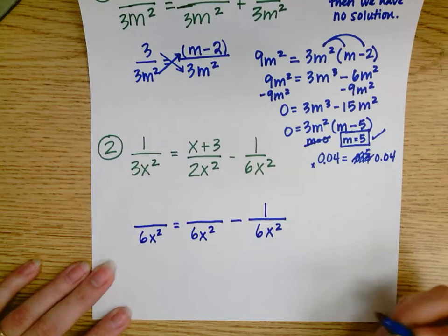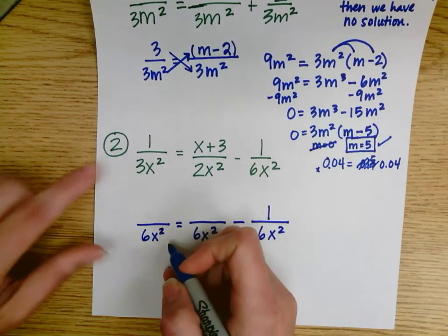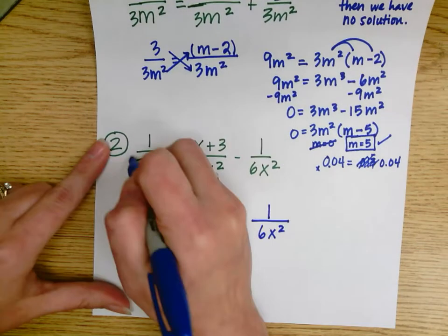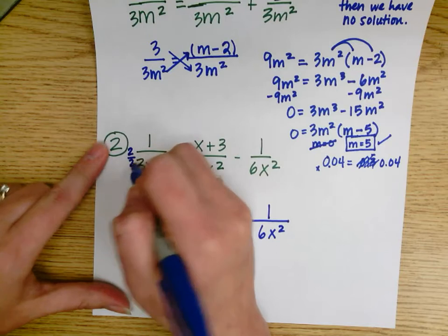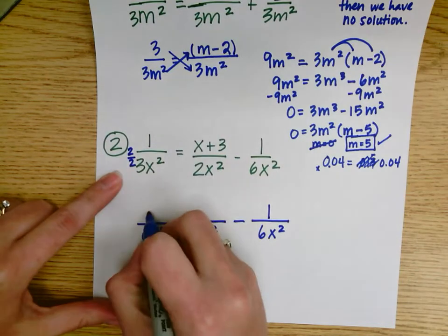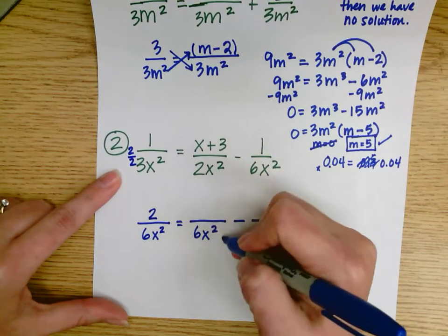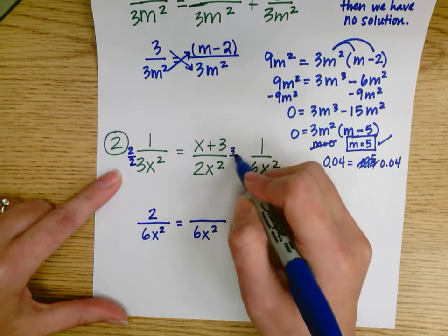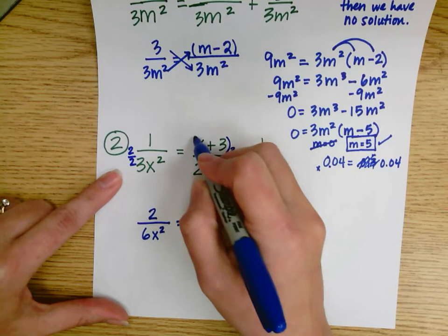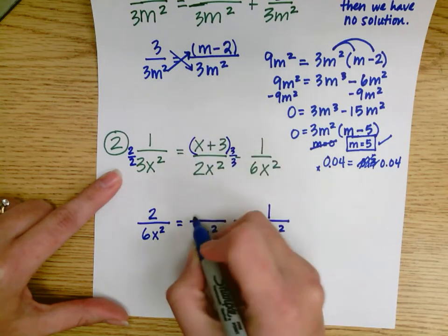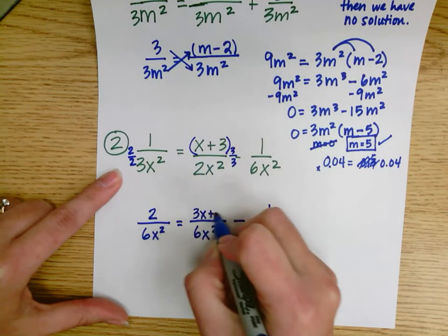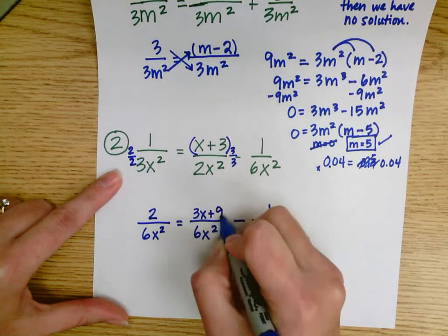So that stays put. So in order to get this to turn into a 6x squared, I'm going to multiply by 2 over 2. So that means in the numerator I have a 2. To go from 2x squared to 6x squared, I'm going to multiply by 3 over 3. So that means I've got to distribute that 3. So that'll be 3x plus 3 times 3 is 9.